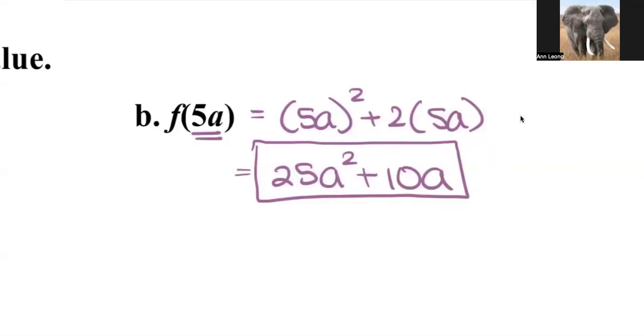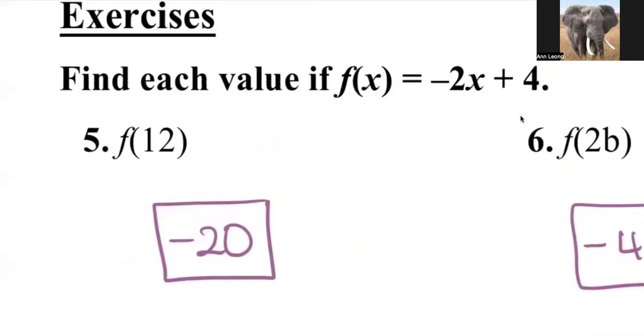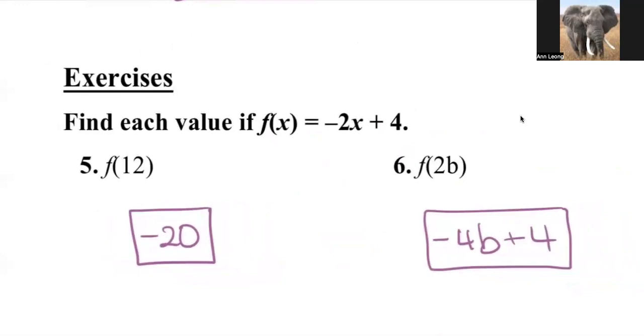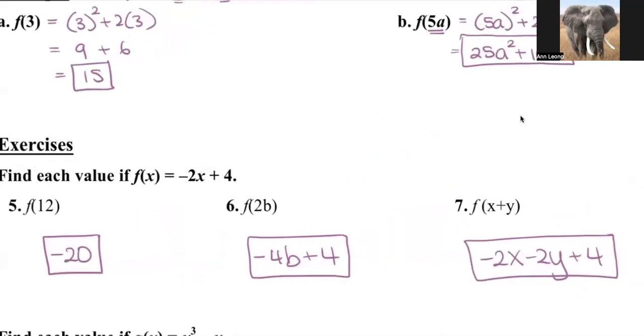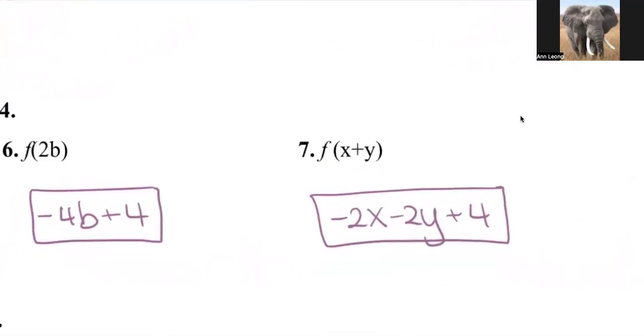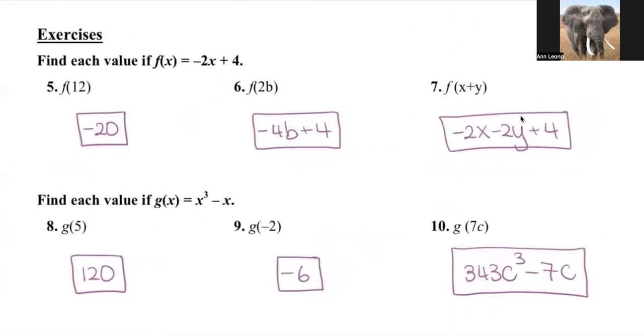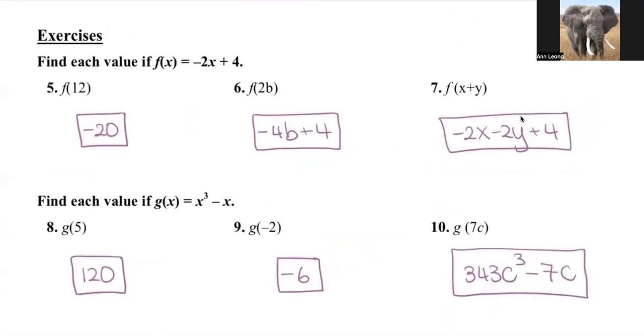All right, so here are the answers for the rest of the page. Only continue if you're ready to see these answers. Here we go. Number 5, it's negative 20. 6, negative 4b plus 4. And number 7 was negative 2x minus 2y plus 4. Number 8 was 120. 9, negative 6. And 10, 343c cubed minus 7c. Again, make sure you do not factor that.